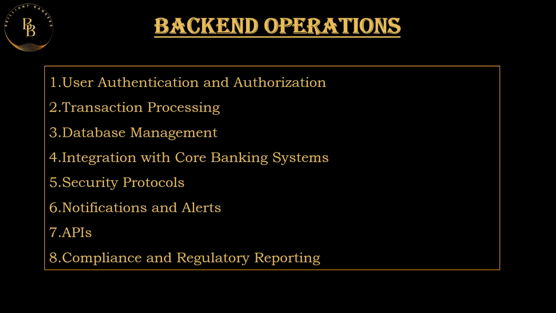The different security protocols that are being used: backend operations implement robust security protocols to safeguard user data and the financial transactions. This includes encryption, Secure Socket Layer, that is what we call SSL protocols, and multi-factor authentication mechanisms. Notifications and alerts: backend systems handle the generation and delivery of transaction notifications, alerts, and other communication to the users. This may include SMS, email, or an in-app notification for the customer.